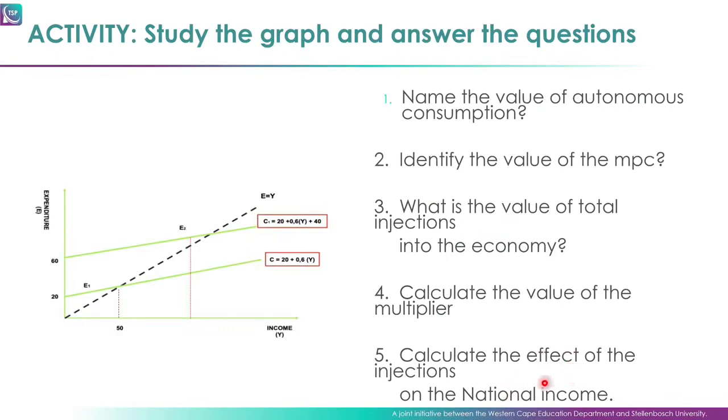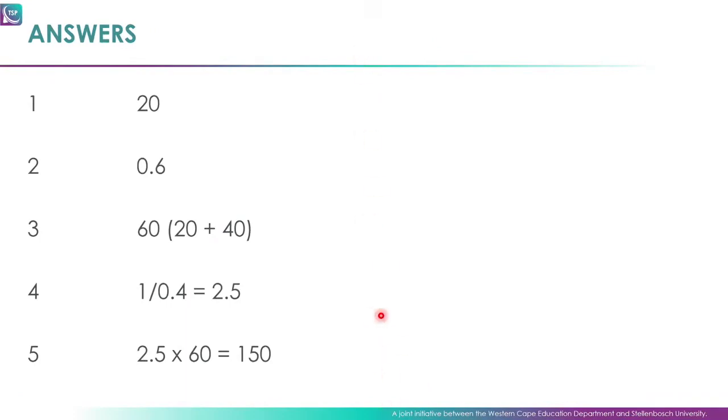And then the last question says, calculate the effect of the injections on the national income. Remember, how do we do that? We take the value of the multiplier, which was 2.5. How did we get that again? 1 over 1 minus MPC, which was 1 over 1 minus 0.6, which gives 1 over 0.4, equal to 2.5. Then we took that 2.5 times the total of the injections, which is 60. So 2.5 times 60 gives you 150. Right, and there are the answers. If you want to just copy them down quickly.